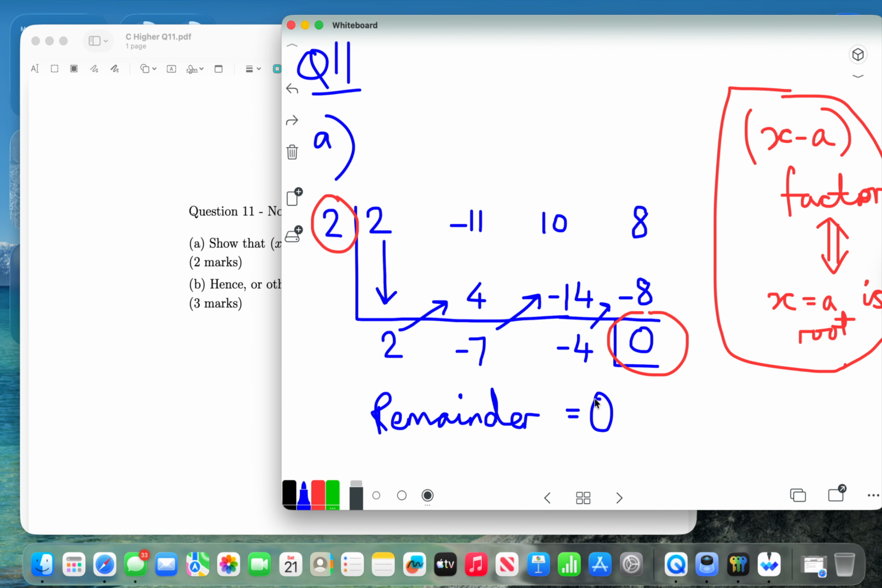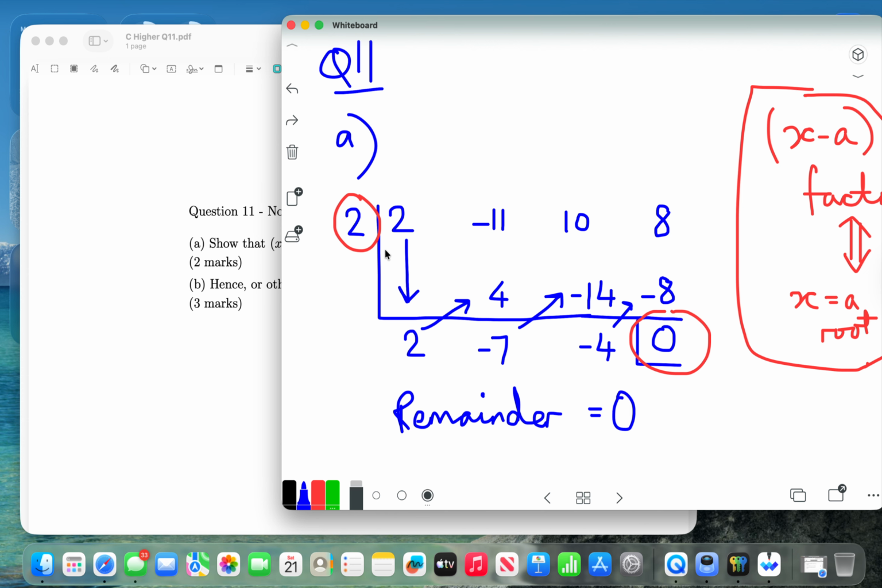So just to recap, this number 2 is the number that you want to show as a root. So we want to show 2 as a root. So we put the 2 in here, and you add down the columns, then take it along, move to the right and up 1, and you multiply by this number 2. So the remainder is 0.